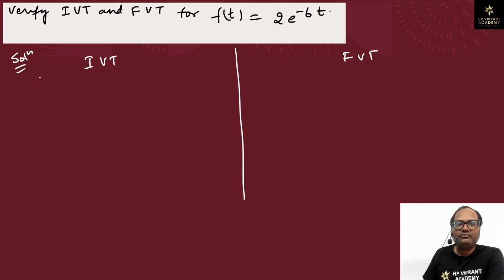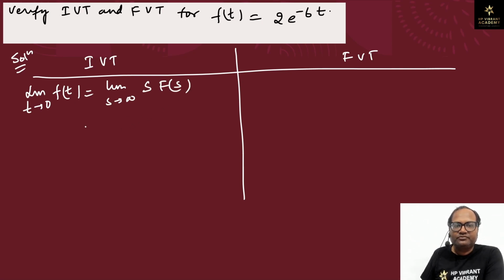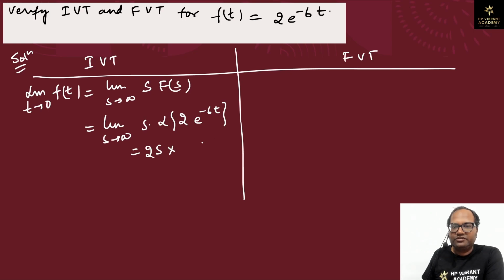So we have the initial value theorem as limit t tends to 0 f of t is equal to limit s tends to infinity sF(s). Okay, let us find this limit s tends to infinity. s times F(s) is nothing but the Laplace transform of 2e to the power minus 6t. Laplace transform of 2e to the power minus 6t. Okay, this is nothing but s times 2 times 1 upon s plus 6.